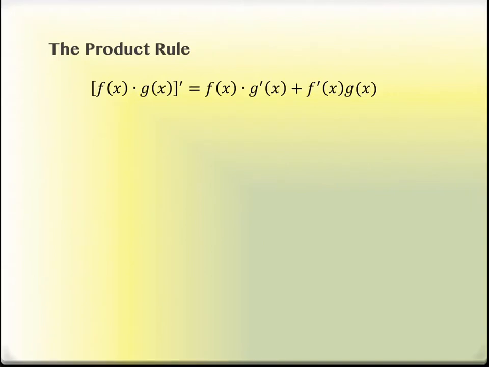This product rule says that we're going to take the original function, f of x, and multiply it by the derivative of g of x. And then we're going to do the reverse: take the derivative of f of x and multiply it by the original g of x. And then we're going to add those two values together.